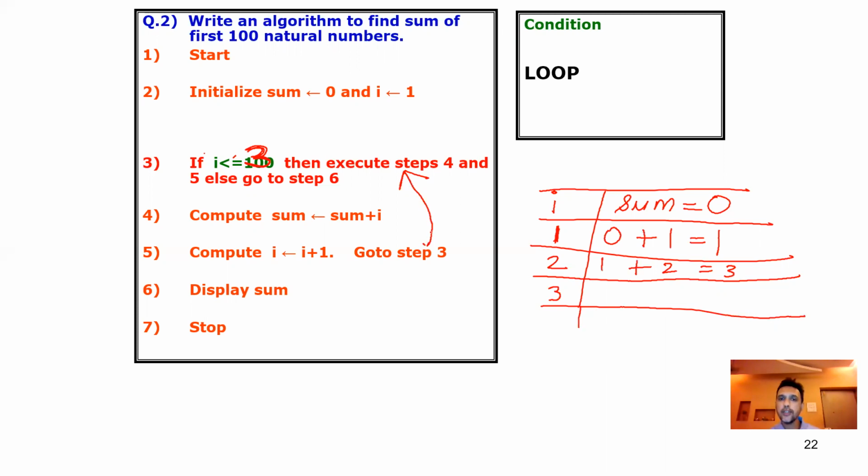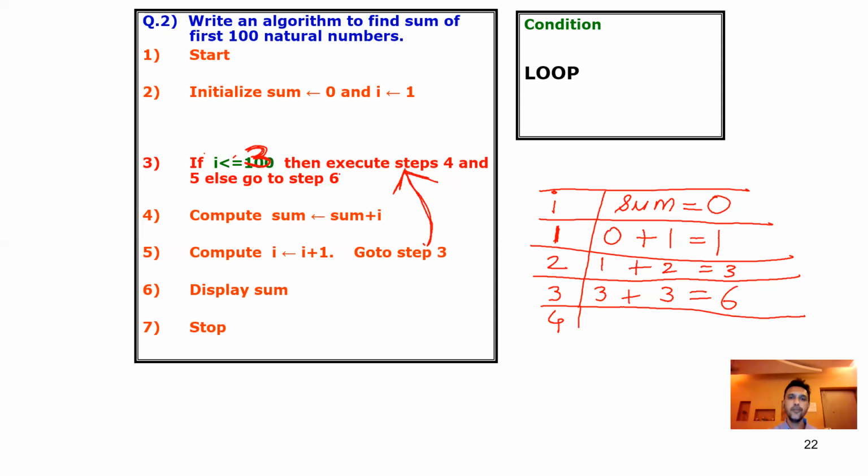Once again, the loop. So we go over here. Tell me what is the value of I now? 3. Is 3 less than or equal to 3? True. So again, execute steps 4 and 5. Be attentive. Many of you are going to make one mistake now. The new sum is equal to old sum plus I, which is equal to 6. The new I is equal to old I plus 1, which is equal to 4.